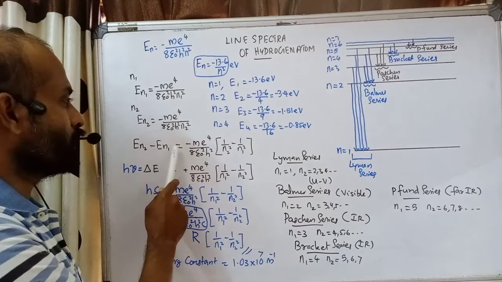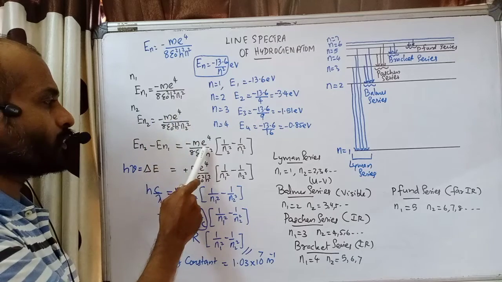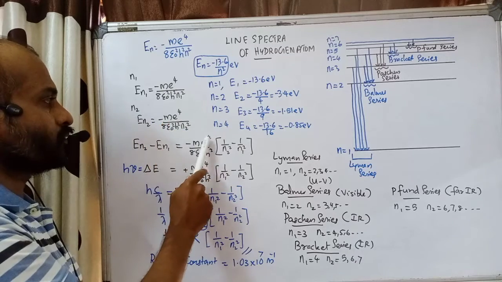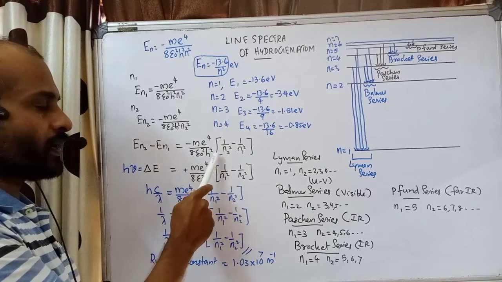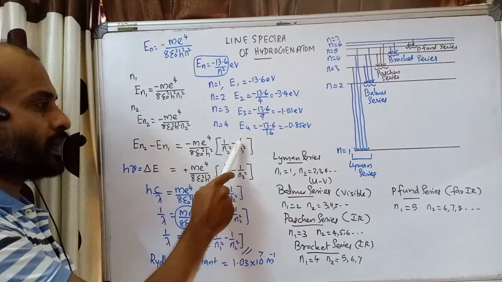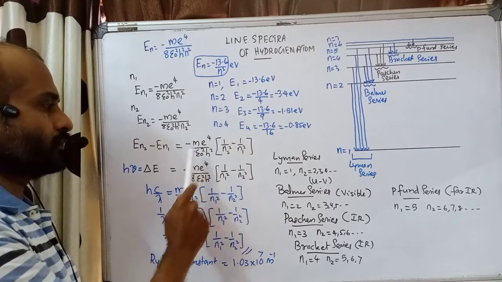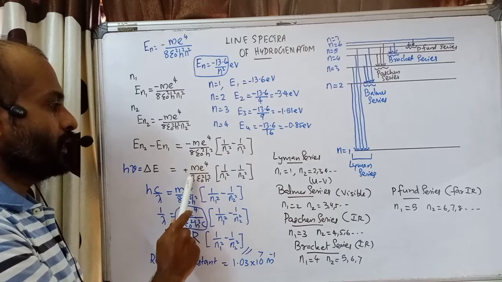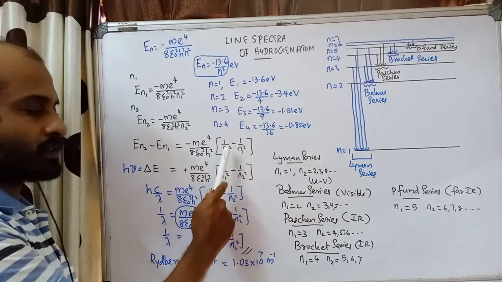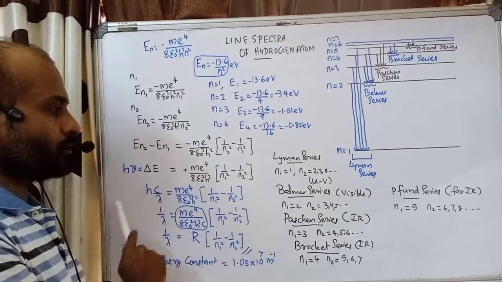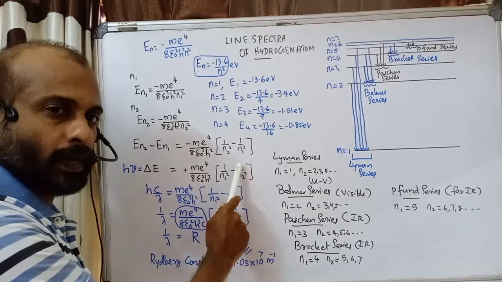When we subtract, except for n1 square and n2 square, the other terms are common. Which are the common terms? Minus m e raised to 4 by 8 epsilon 0 square h square is the common term. Inside a bracket we have 1 by n2 square minus 1 by n1 square. The minus is taken outside, so take the minus inside: m e raised to 4 by 8 epsilon 0 square h square into 1 by n1 square minus 1 by n2 square, because the negative is taken inside and the terms reverse.